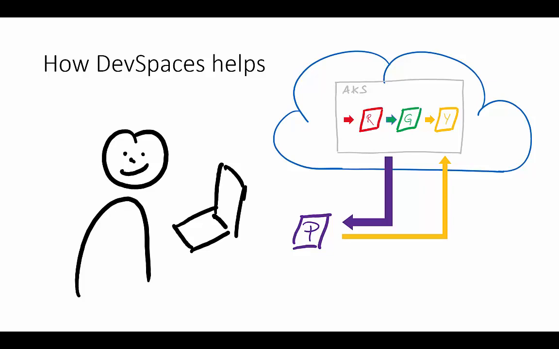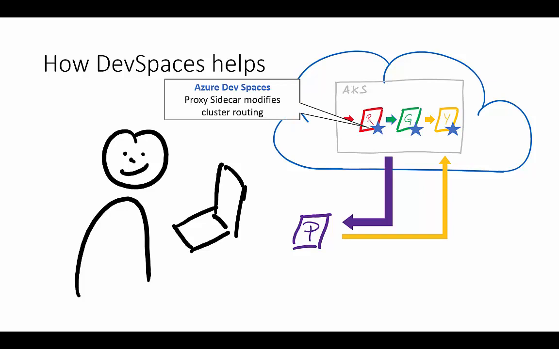On a technical level, this means that the routing behavior of pods running in AKS is modified by injecting sidecars. This is done by the Azure Dev Spaces server-side tooling, and this will lead to a modified routing that will ultimately target your client machine.